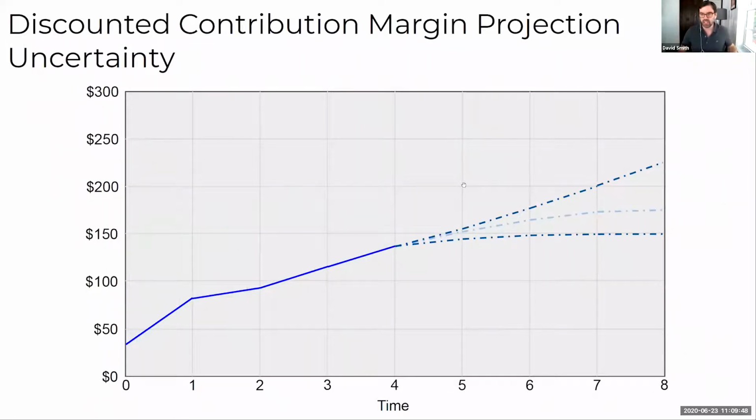Also, since we're projecting into the future, we can quantify the uncertainty. You might think of this as a confidence interval, where 95% of the time we could expect our value for this customer to be somewhere between $150 and $225. But the base case here is roughly $175.